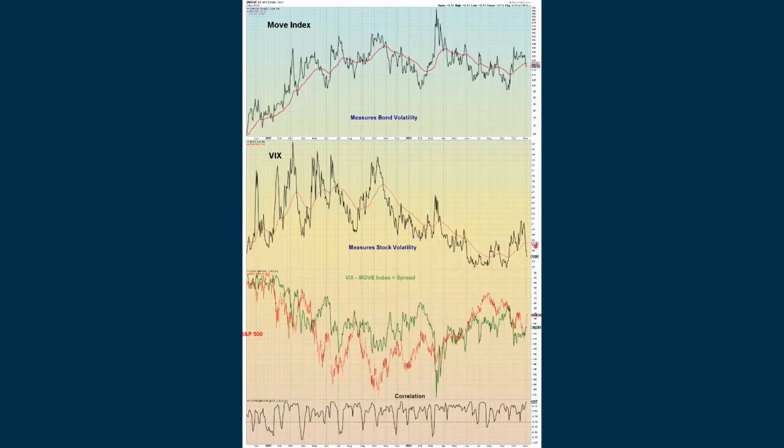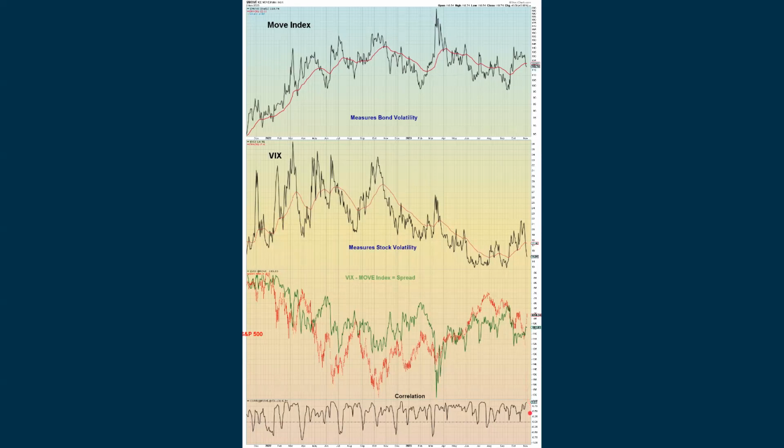Then we look at the MOVE index, which measures the volatility of bonds. That's on top. The VIX measures the volatility of stocks. And then I have the spread down here, which is the green area. And we were going sideways quite a bit, but now we're starting to go back up as stocks have been going up. And so that's just suggesting that there's more movement in the market.